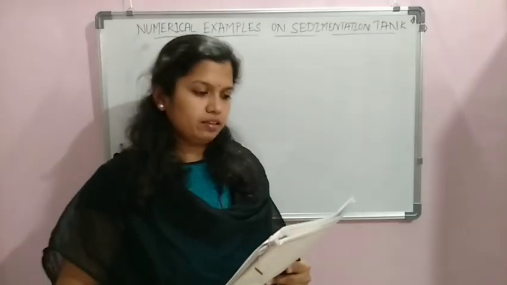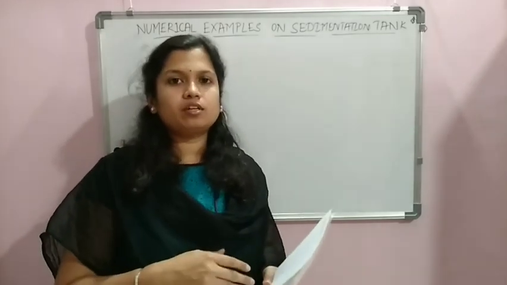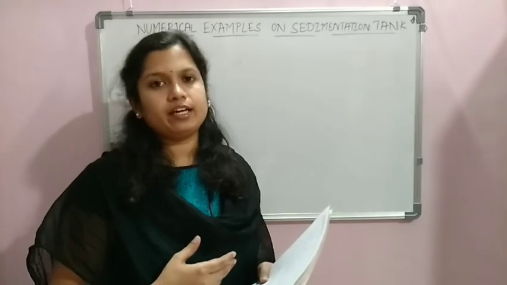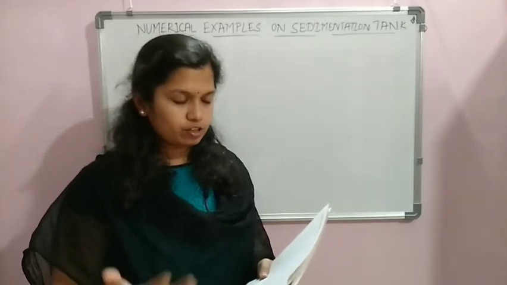The next numerical is on a circular sedimentation tank. Previous to this, the problems we did were mainly on a rectangular sedimentation tank, and now we are taking up the circular sedimentation tank. Let us check the problem.